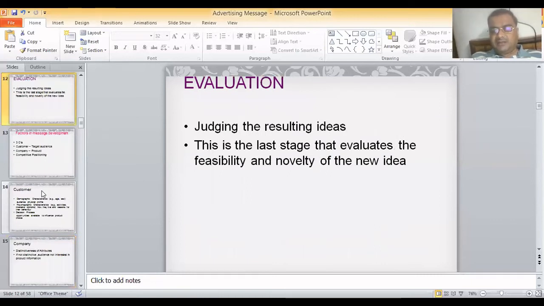Evaluation, as the name suggests, is judging the resulting ideas. So basically, you have n number of ideas, and you now have to take a decision. So you have to judge which idea is the best. So these were the stages of advertising message testing.